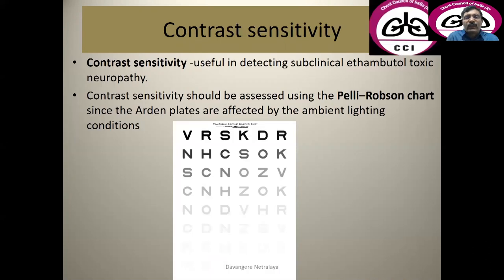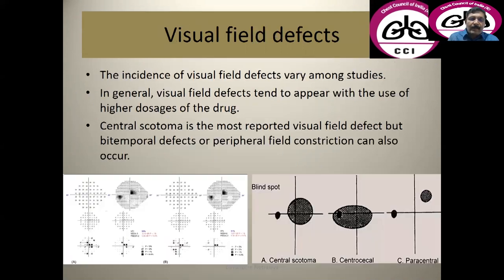Another visual function which can be affected in ethambutol toxicity is contrast sensitivity. Contrast sensitivity should typically be assessed with a chart, as shown in the picture, known as the Pelli-Robson chart, and you can quantify the contrast sensitivity reduction depending upon the dosage and duration of ethambutol toxicity. Visual field defects are another visual function affected in ethambutol toxicity.